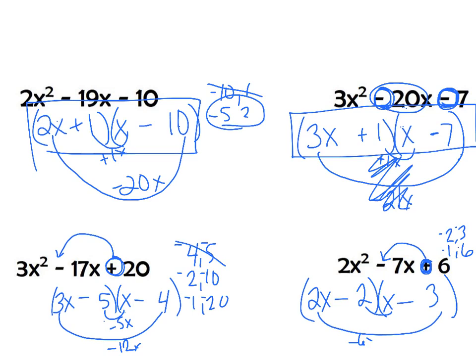My bad. All right. So what I'm going to do is trade this. I'm going to make this be the 3 and this be the 2. Don't do what I'm doing. Don't scribble over the top of stuff. I can't read that. Okay, so it's a negative 4x and a negative 3x, and lo and behold, that adds up to negative 7x. So I've got 2x minus 3 and x minus 2. Those are the factors of that trinomial.